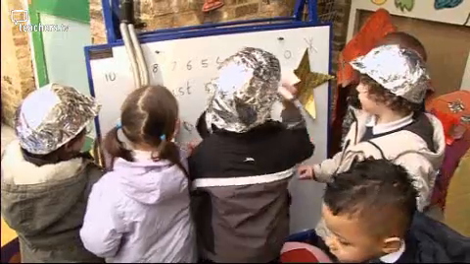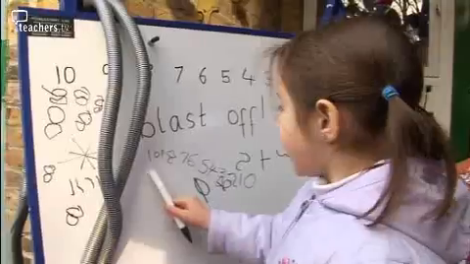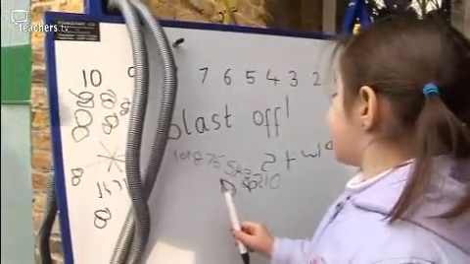Some of the children have copied my numbers, so I've been writing about that, and who's been able to write the numbers and whether they can recognise the numbers they've written. 10, 9, 8, 7, 6.